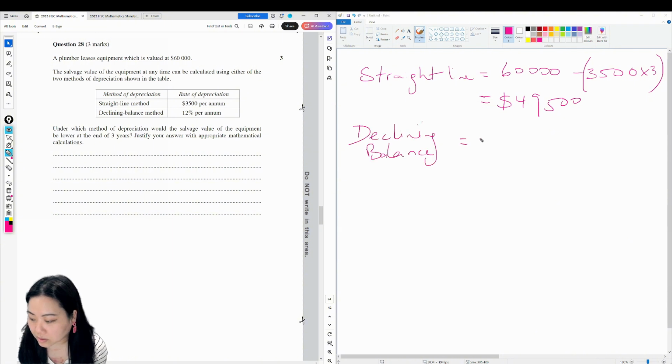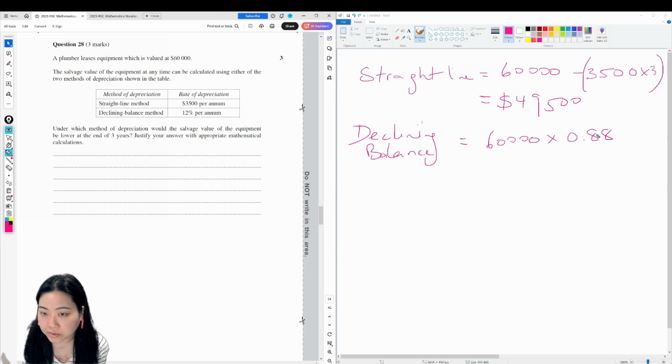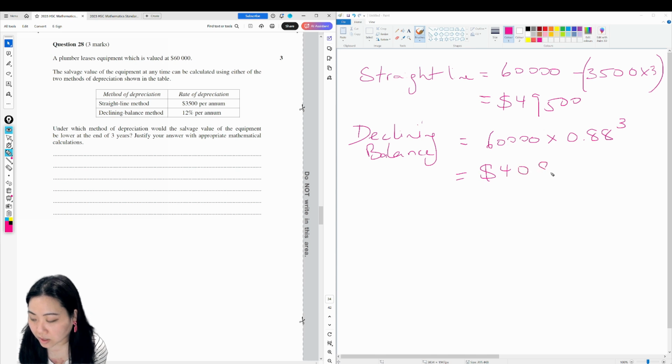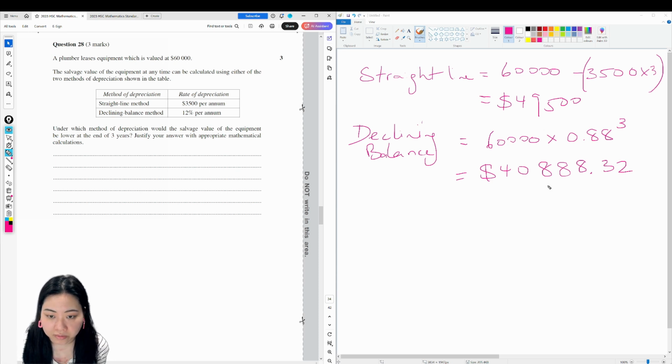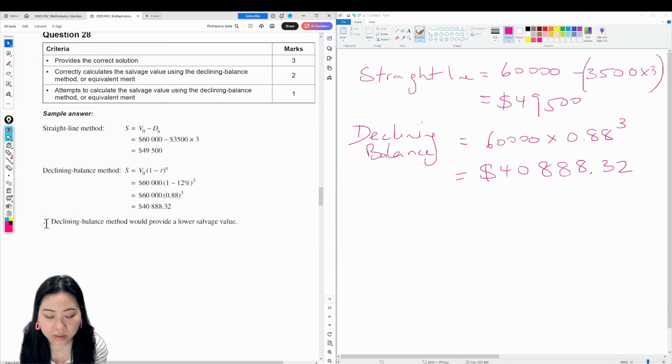it is going to be $60,000 times 88%, because it's declining by 12%, so there's only 88% of the 60,000 left, and then times 0.88 times 0.88, which means it's to the power of 3, and that ends up being $40,888.32. Therefore, between the two, the declining balance method would make it worth less by the end of 3 years. Let's see what they say. Therefore, the declining balance method would provide a lower salvage value.